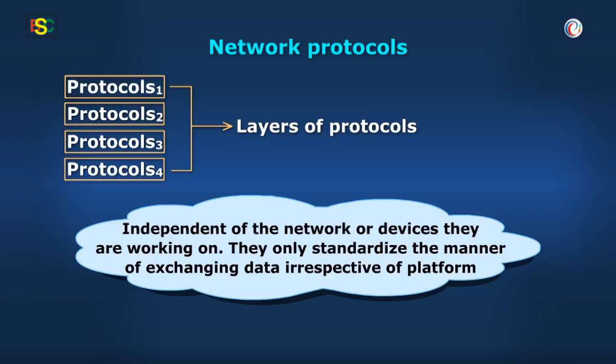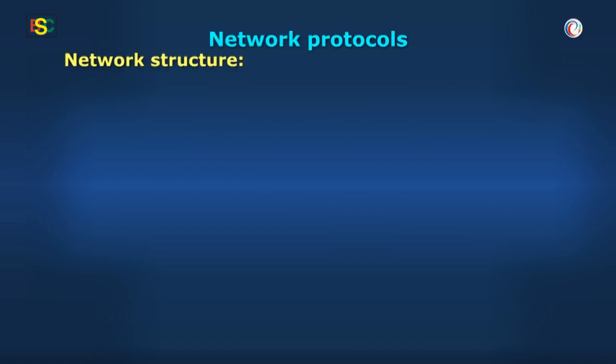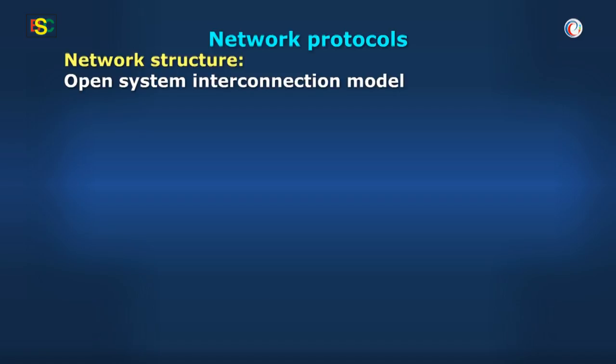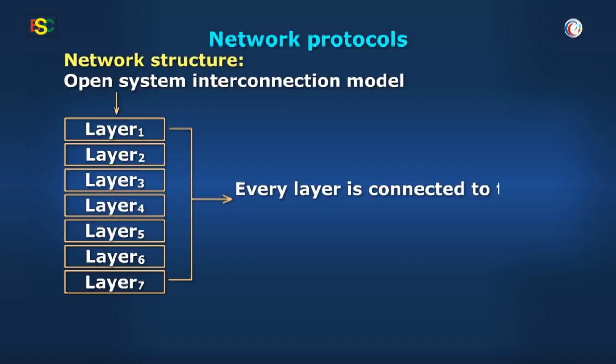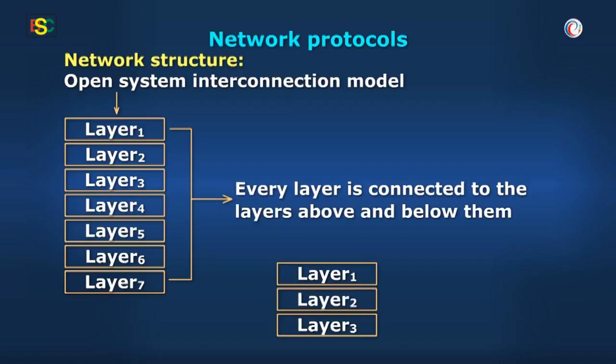Today's most frequently used network structure is the Open System Interconnection model. This model is created from 7 abstraction layers. Every layer is connected to the layers above and below them. A particular layer is served by the layer below it and serves the layer above it.